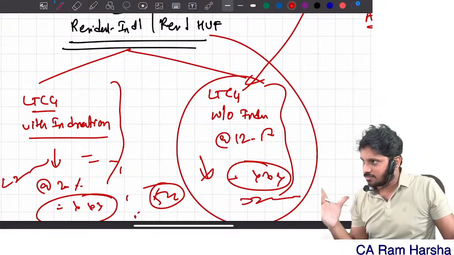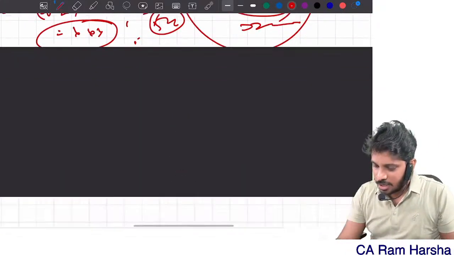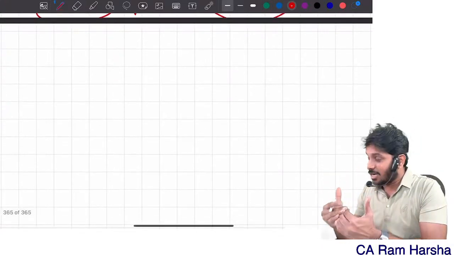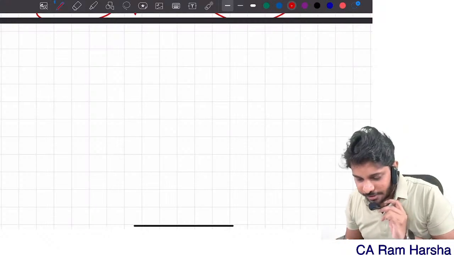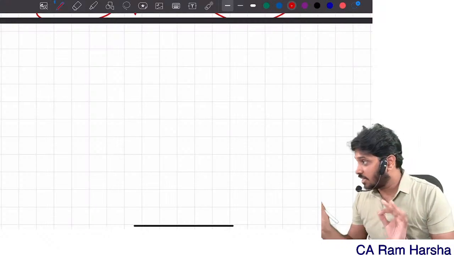Until now, clear? Easy or not? You're able to recollect everything? Yes or no? Fine. So this is regarding land and building.